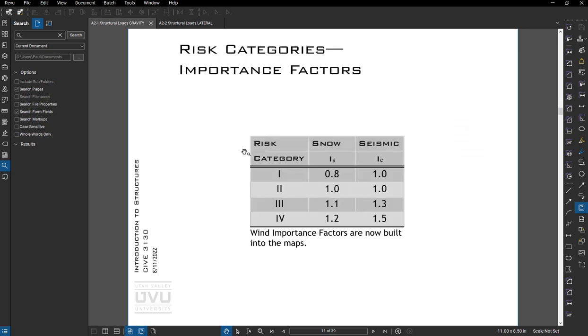Okay, so each category is assigned an importance factor, and right now for snow and seismic we apply them separately. For wind, they're built in. Wind is built into the wind speed chart, so we don't apply a separate factor anymore.